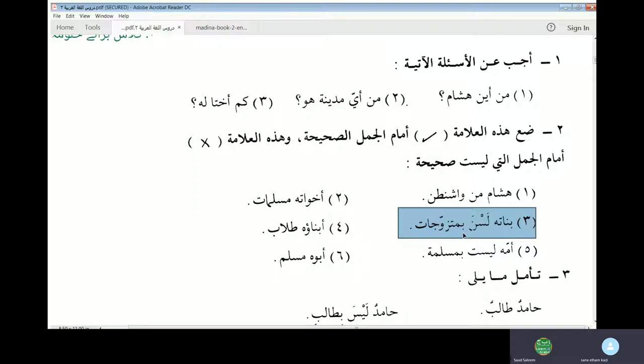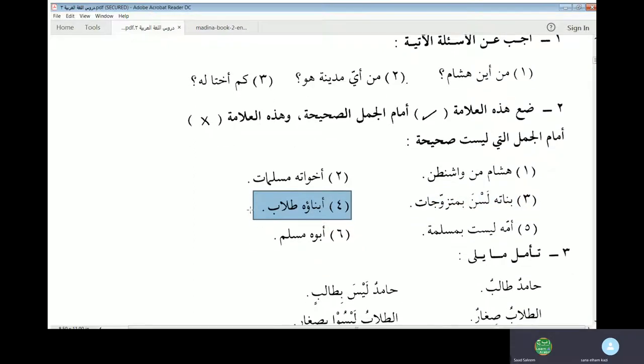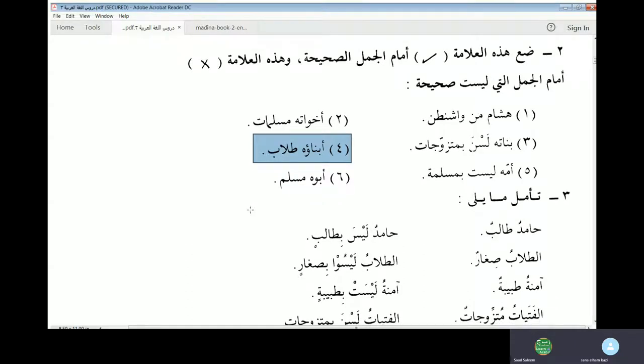Banatuhu lasna bi mutazawwijatin. His daughters are not married. Sahi. My sons are students. Amma laysa ummuhu. Laysa bi muslimatun. Muslimatun. Okay. Abuhu muslimun. Sahi.